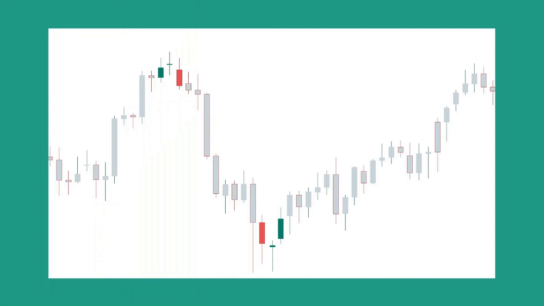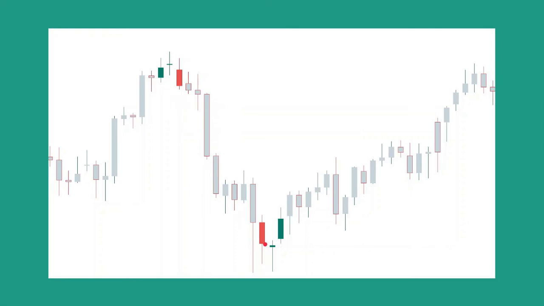A star is a small real body, thinking of something like a spinning top, that gaps away from the long real body preceding it in an uptrend or a downtrend. As you can see here, there is a gap between this candle and this one, and also here we have a gap.